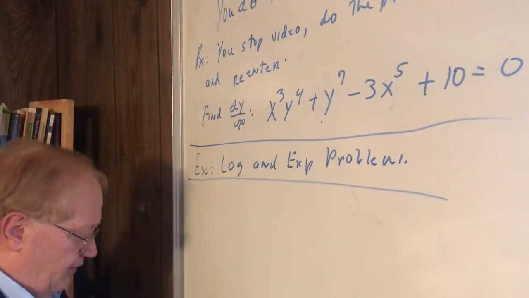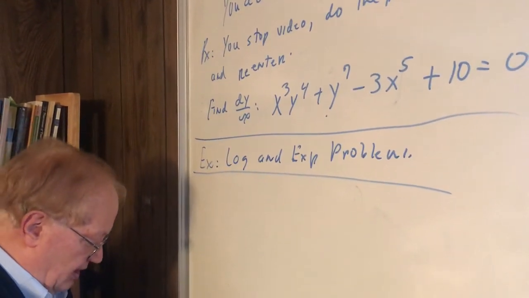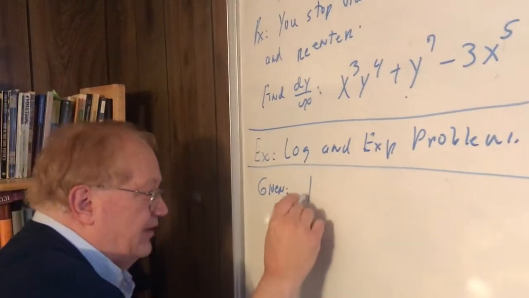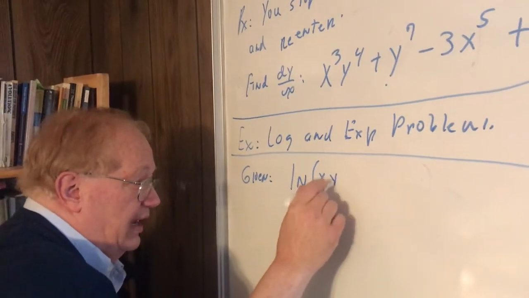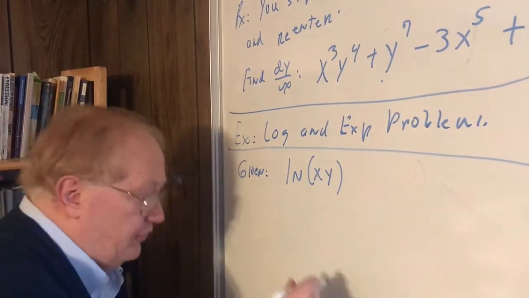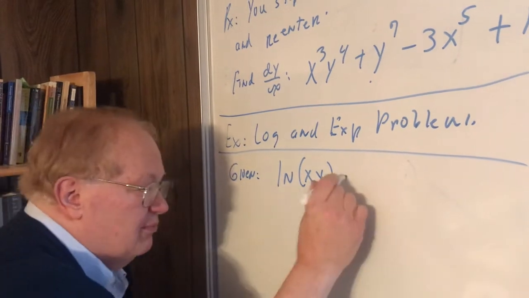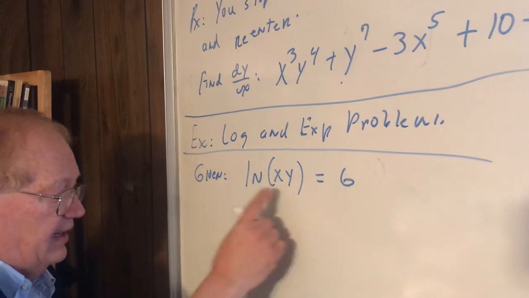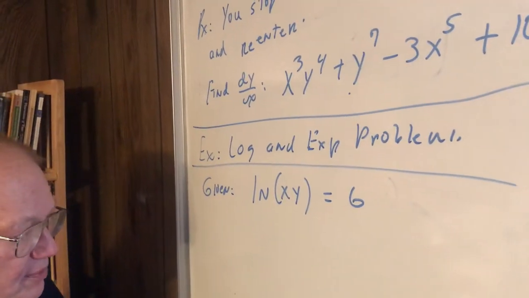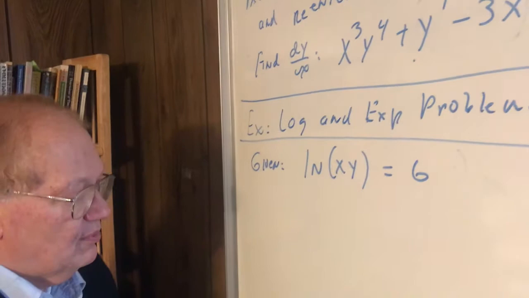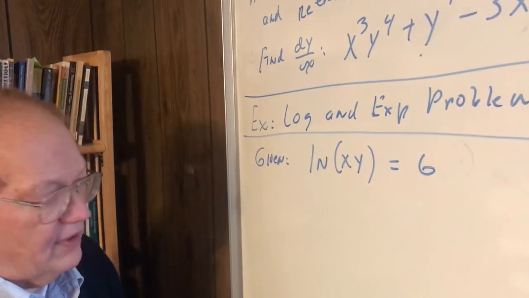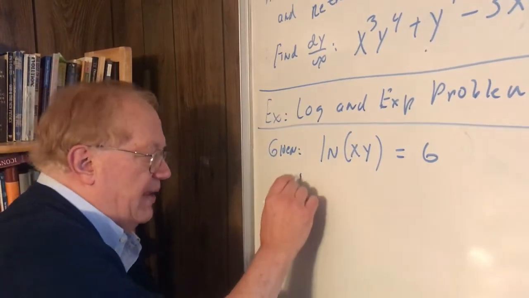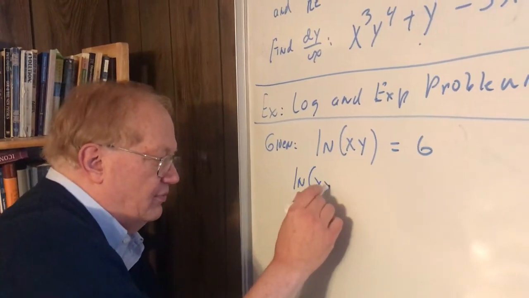Okay, so let's say we're given the natural log of xy equals 6. Notice there's xy in here. This is not separable. In order to do most implicit differentiation problems, we always want 0 on the right side. So I'm going to make this like all the other problems.